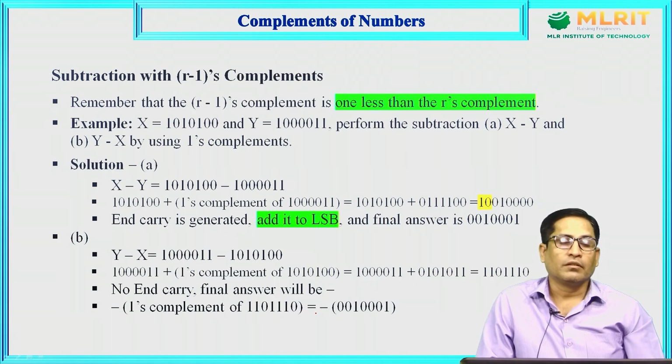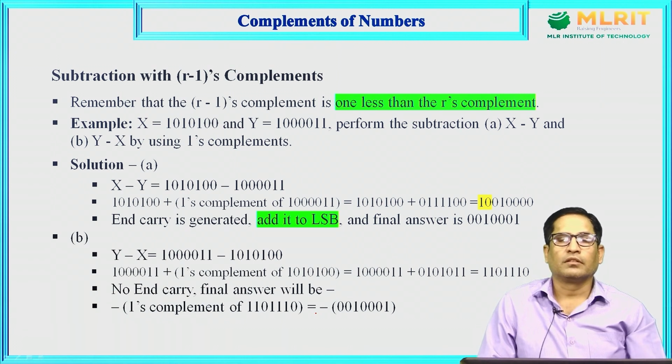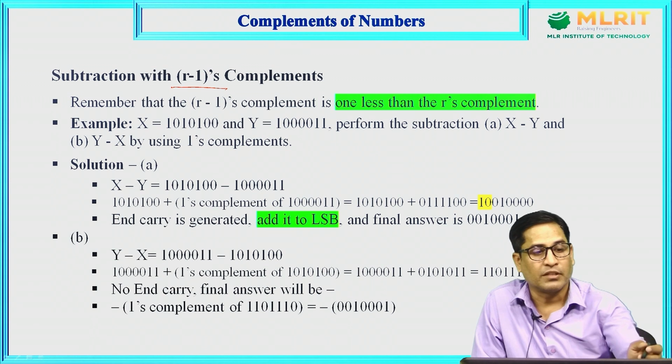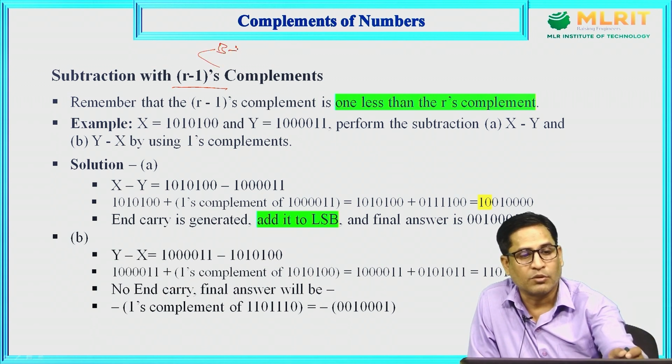Then the next thing we have discussed till now is how R's complement, in decimal as well as in binary, is used to perform the subtraction operation. Now the second class is R minus 1's complement. That means again two cases will be there. In case of binary, we are going to make use of 1's complement, and in case of decimal we are going to make use of 9's complement.